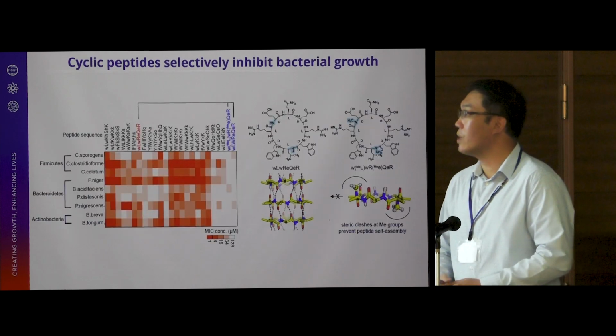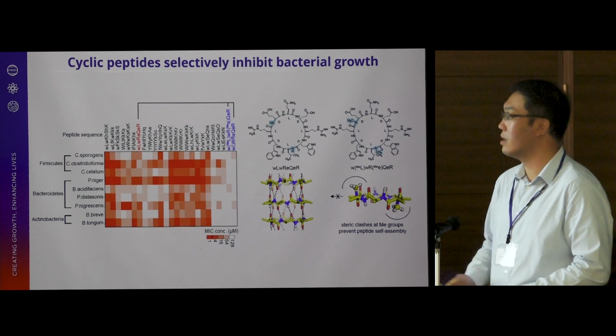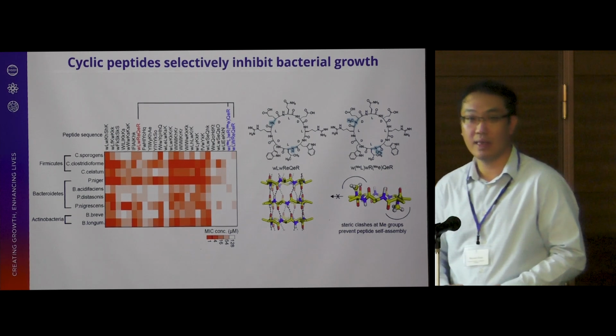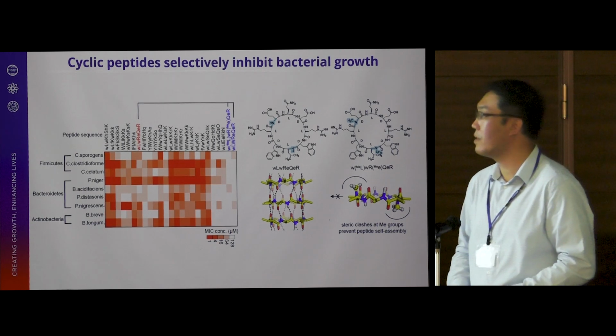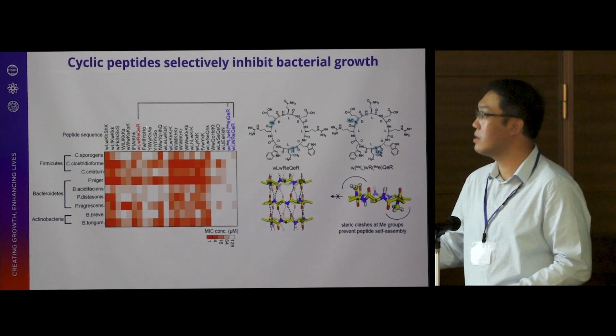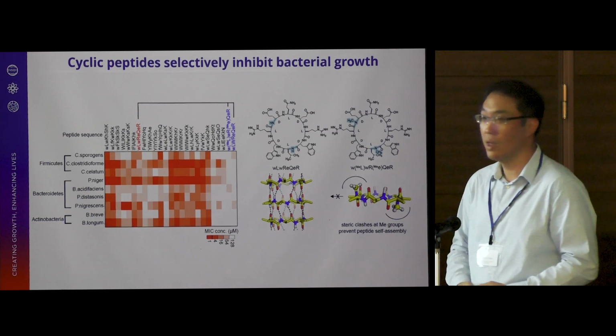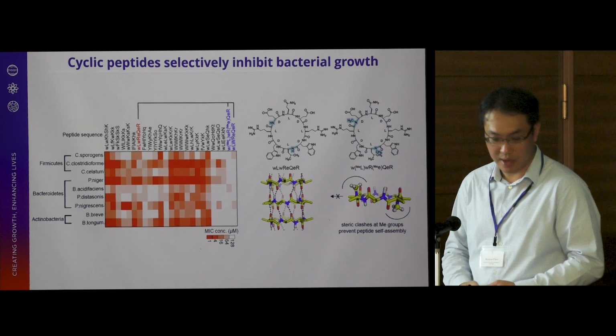The first thing we test here is a bunch of cyclic peptides with different amino acids. And here we use commensal gut bacteria. We perform the MIC assay. So here you can see, depending on the sequence, they have a different effect on different types of bacteria.